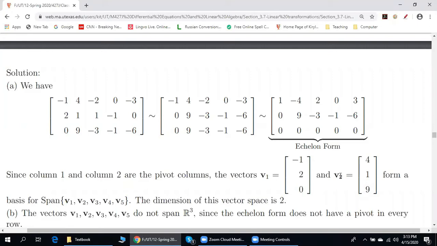What is their span? Their span geometrically will be a plane that goes through these 2 vectors. Done? That makes sense.